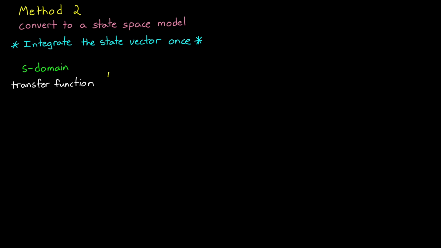To do this, we need to convert our transfer function into state space representation. And there are simple ways to go from a transfer function to state space with hand calculations, but for us, we're just going to do that transformation with the ss command in MATLAB.